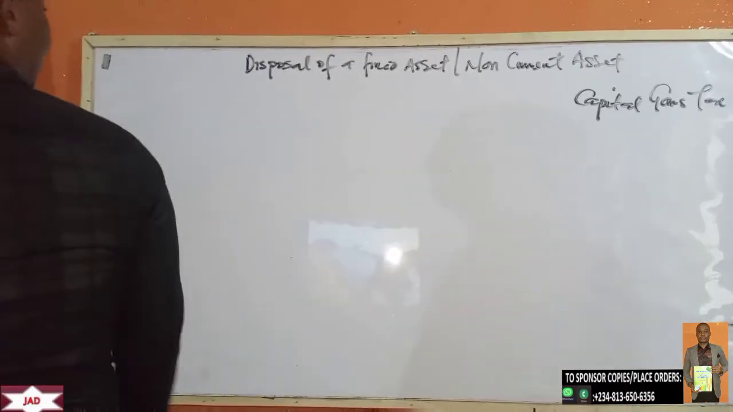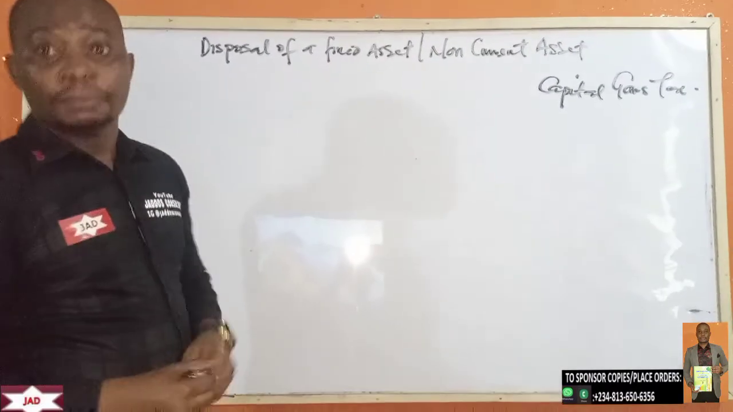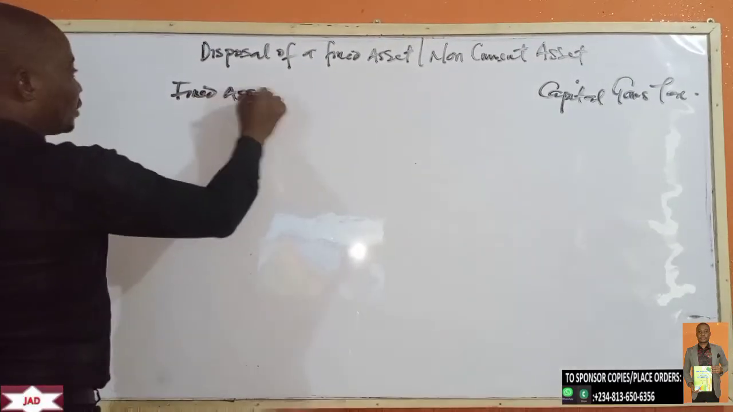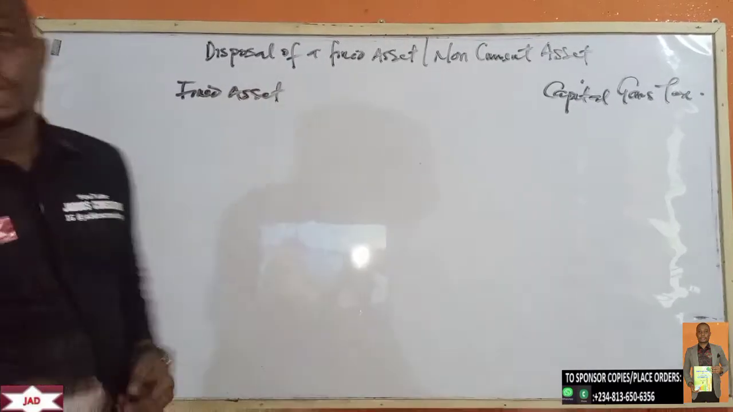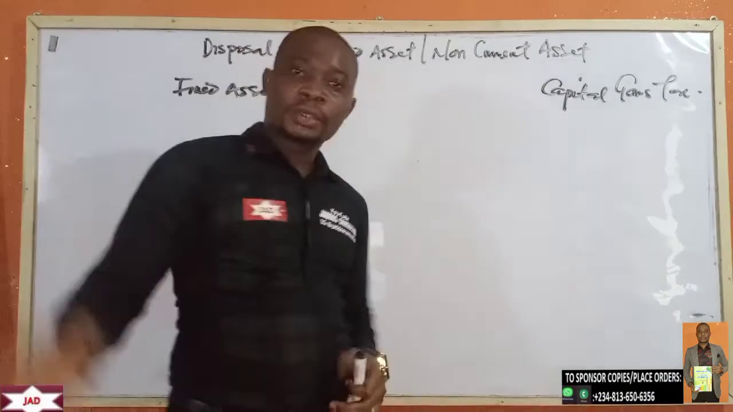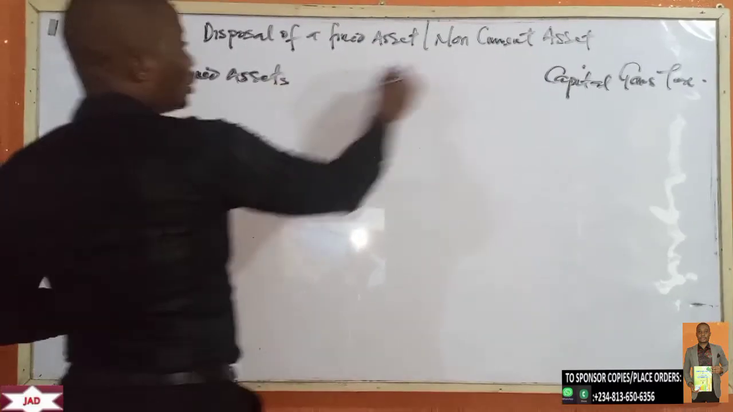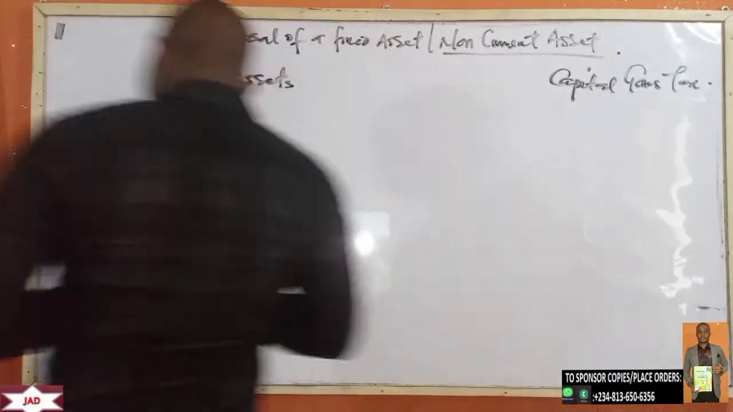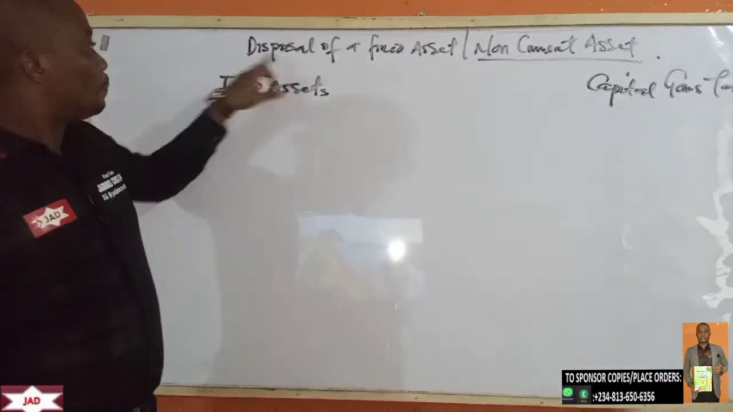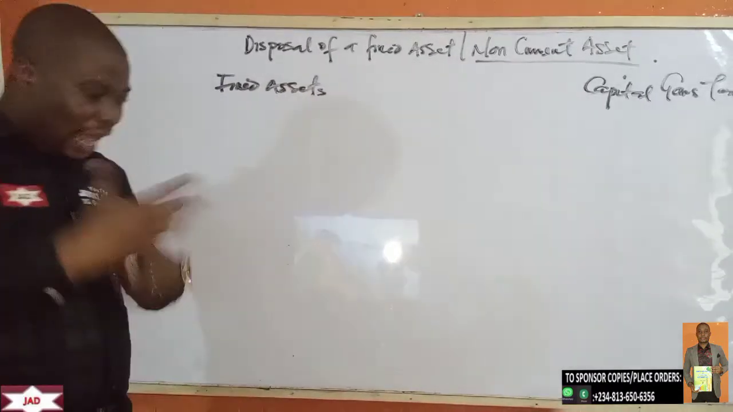So basically, when we say disposal of an asset or a fixed asset, what we're saying is that you're selling. Of course, at this level, you should know what a fixed asset is, right? What are your fixed assets? Your motor vehicle, your land, your building, your furniture, equipment and all that. So we call them fixed assets or non-current assets. Now, what we want to really talk about here is disposal of the fixed asset. When you sell a fixed asset, how do you account for it?